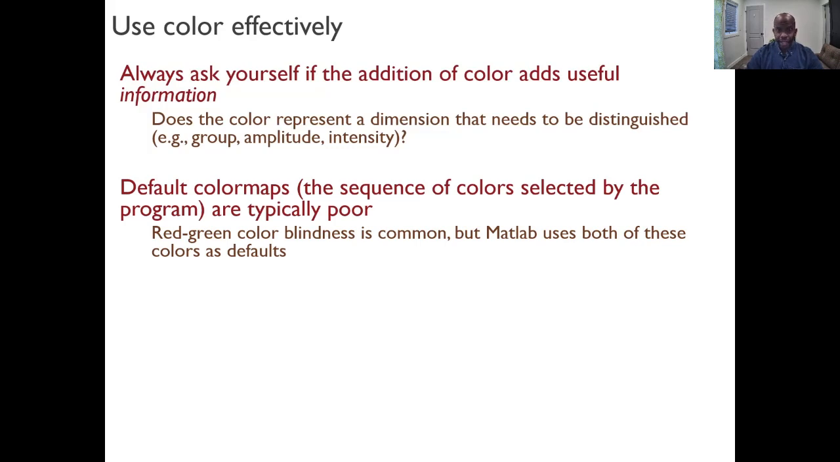If we start adding color, most programs have what's called a color map that specifies the set of colors used for the figures by default and the sequence in which those colors are added to the figure. For instance, one problem with a lot of these color maps is they may use red and green as two early options for colors, but this may cause problems for people who have red-green color blindness.